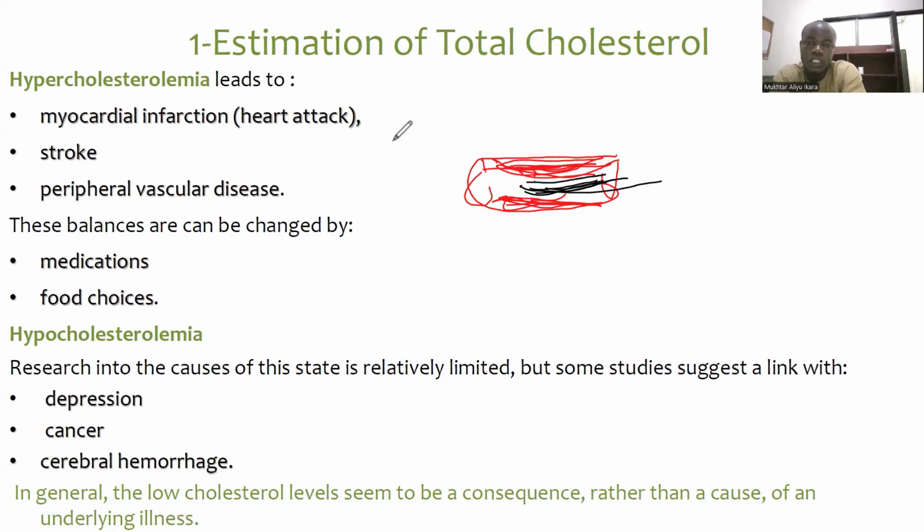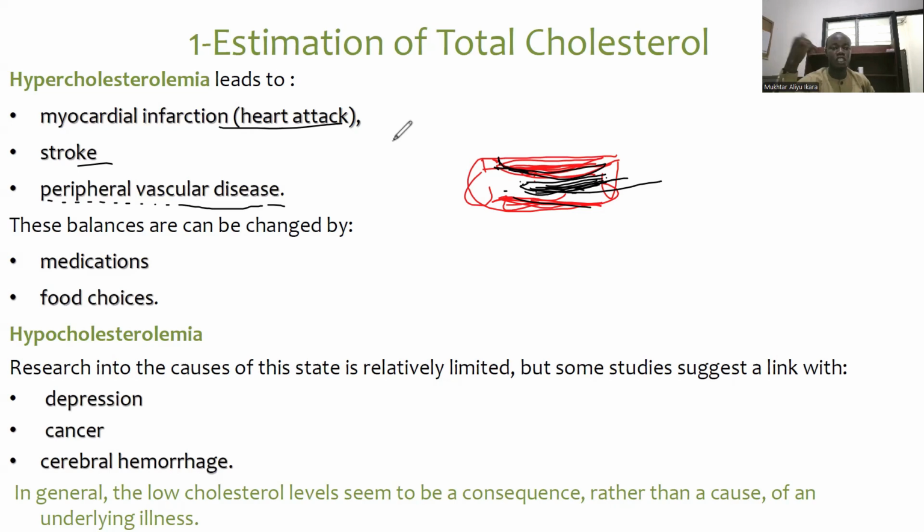But as a result of this, if the plaque here is formed, it means that there will be no more space for the oxygenated blood to flow. So what happens if there is that? It means that there would be low oxygen delivery in the body. So if there is low oxygen delivery to the other parts of the body, what will happen? That is what would lead to heart attack, stroke, also peripheral vascular diseases. So you should understand that hypercholesterolemia is associated with myocardial infarction, stroke, and peripheral vascular disease.